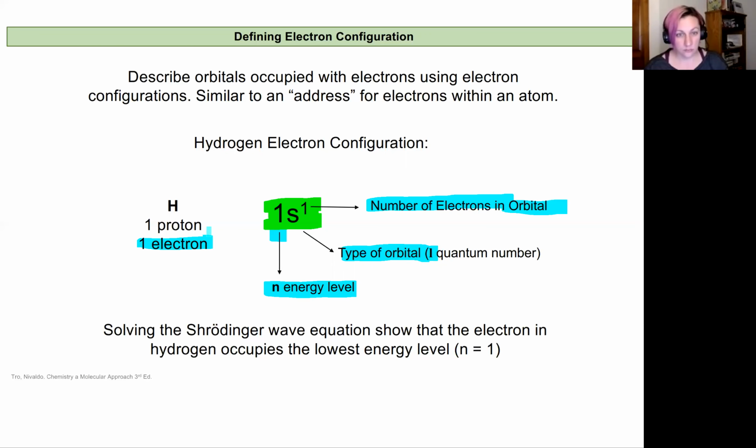So this electron configuration gives us information about the quantum numbers that these electrons have associated with them. And those, remember, come from solving the Schrödinger wave equation. So this n equals 1, L equals 0 that we are determining are part of the solutions to the Schrödinger wave equation. It shows that the electron in hydrogen occupies the lowest possible energy orbital at n equals 1.